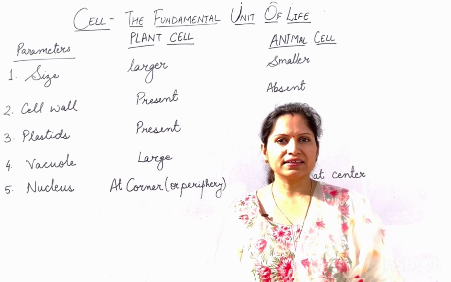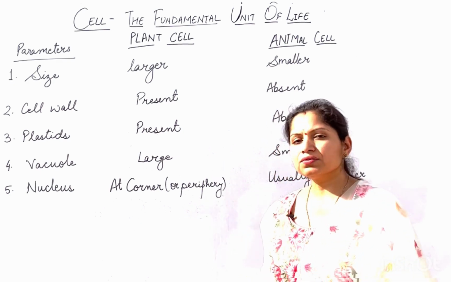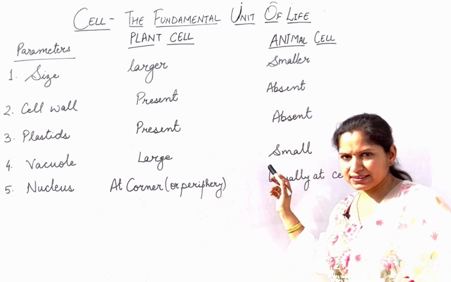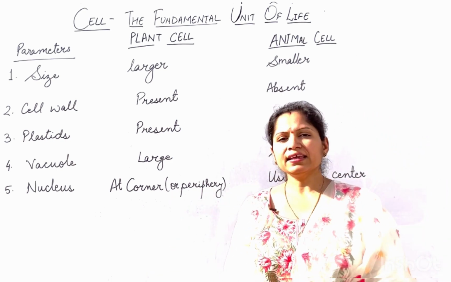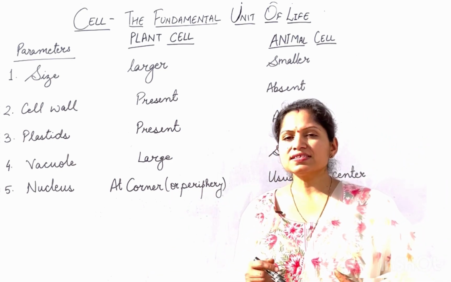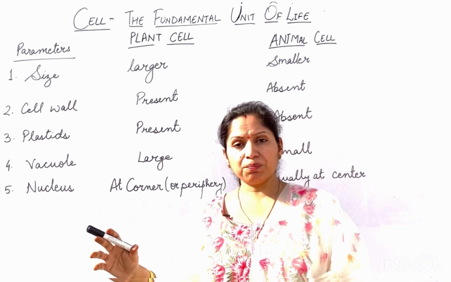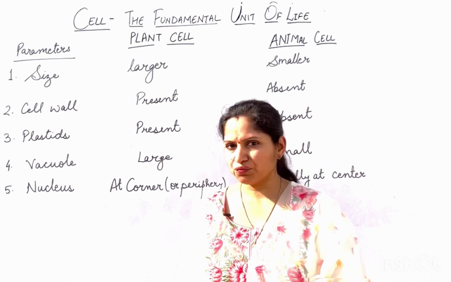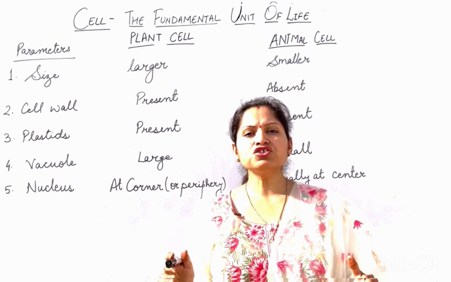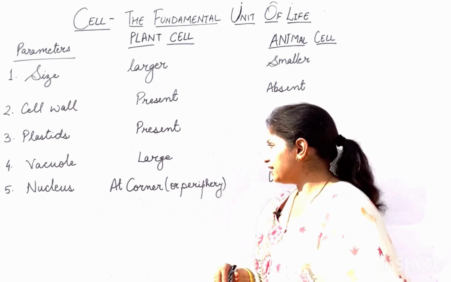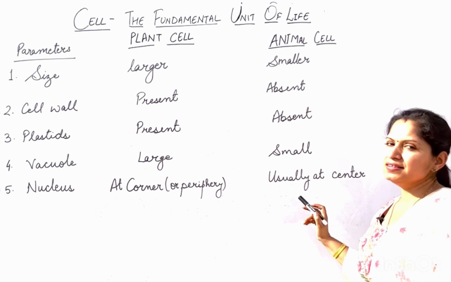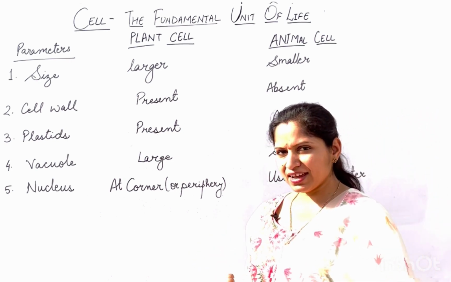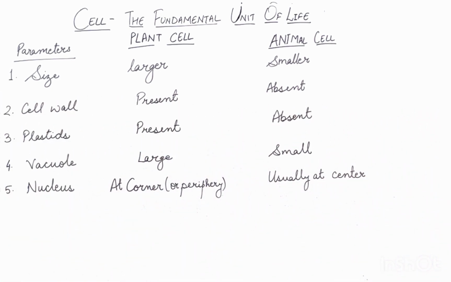Vacuole. A large vacuole is seen in a plant cell, whereas a vacuole is small in size in case of animal cell. Next is nucleus. In case of plant cell, the nucleus is usually shifted to periphery, that is at one corner of the cell because of a large vacuole. Whereas in animal cell, the nucleus is usually at the center. So I'll just shift aside, you can take a screenshot.